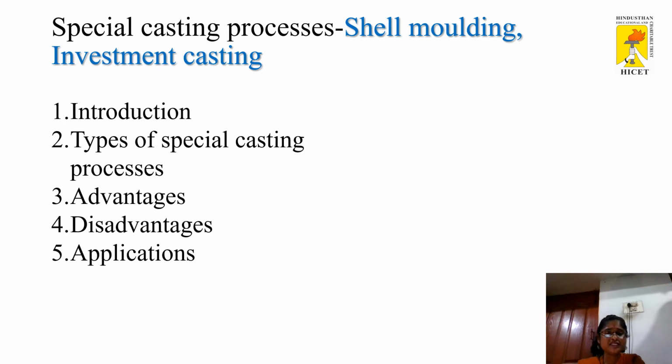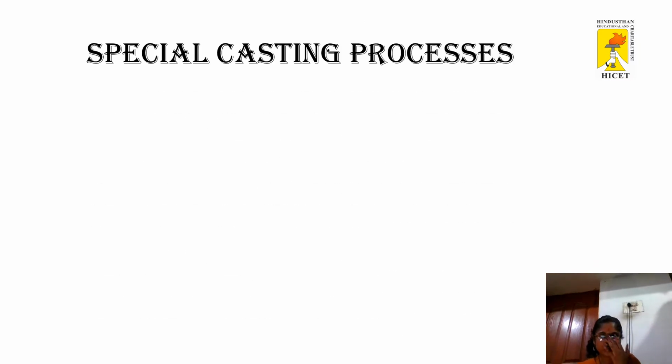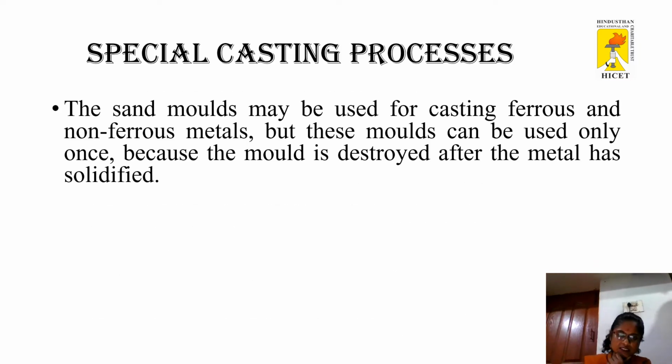Casting means pouring molten metal into a refractory mold cavity and allowing it to solidify. The solidified object is taken out from the mold either by breaking or taking the mold apart. Finally, this solidified object is called a casting, and the technique followed in the method is known as the casting process. Now in this slide, we are going to see a special casting process.